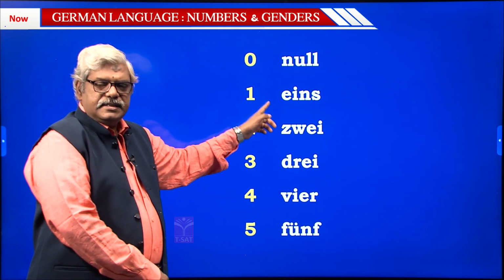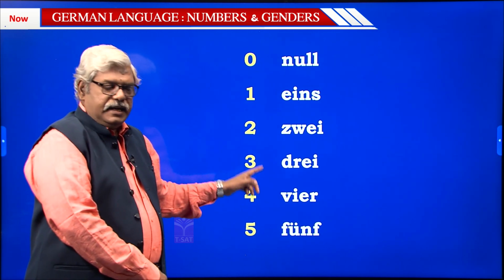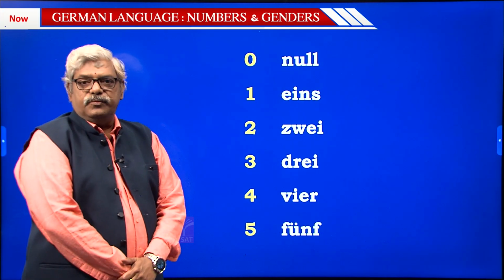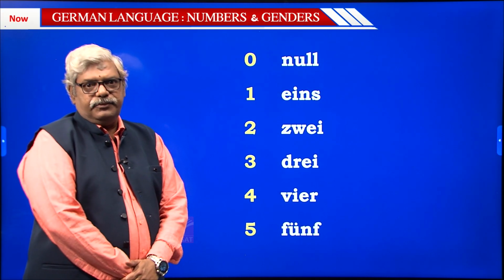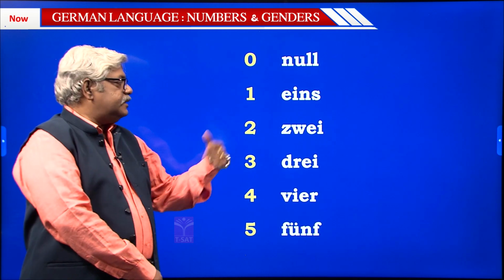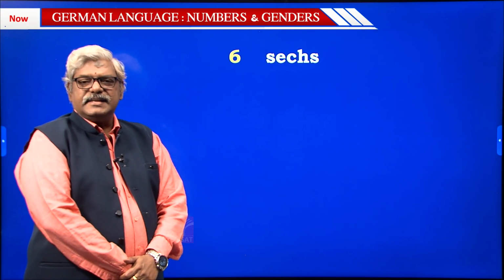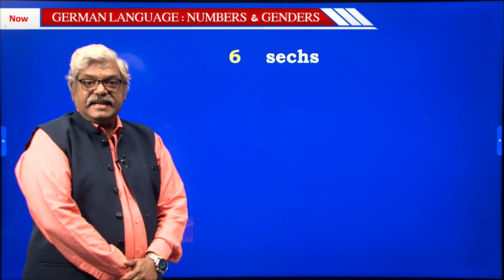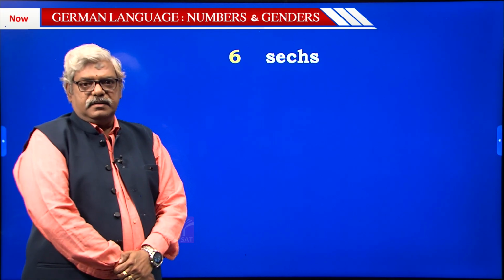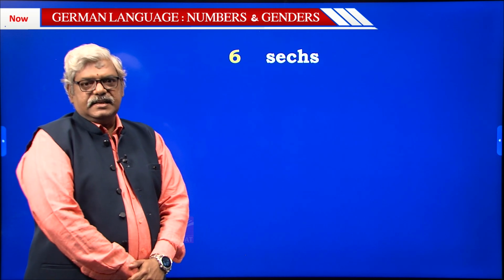So once again: null, eins, zwei, drei, vier, and the other one is fünf. Null, eins, zwei, drei, vier, fünf. Let us see the other numbers. 6 is said as sechs. CH is pronounced as K over here because it has an E before it. So sechs. 6 is sechs.